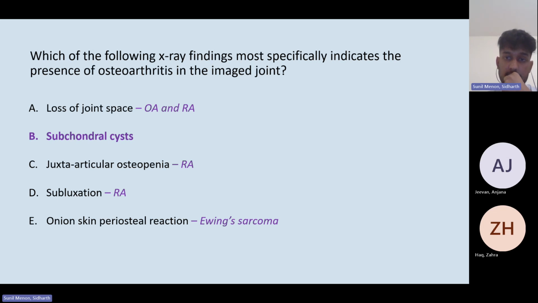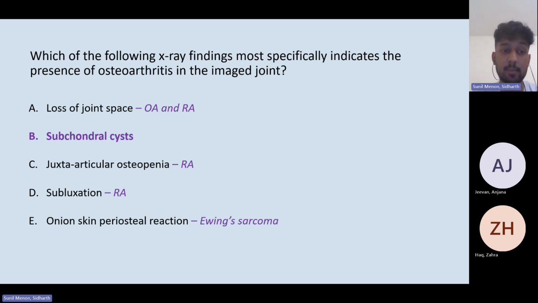So yeah, subchondral cysts. You probably know the LOSS mnemonic for osteoarthritis and the LESS mnemonic for rheumatoid arthritis. So LOSS would be loss of joint space, common to both. You get osteophytes, subchondral sclerosis, and subchondral cysts. Subchondral cysts, as you can see there, is specific to osteoarthritis out of the two. Subluxation you would get in rheumatoid. Well, the last one you'd get in rheumatoid.